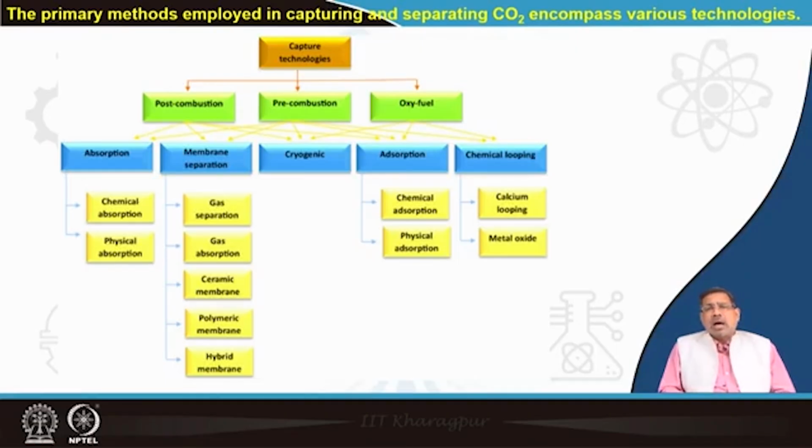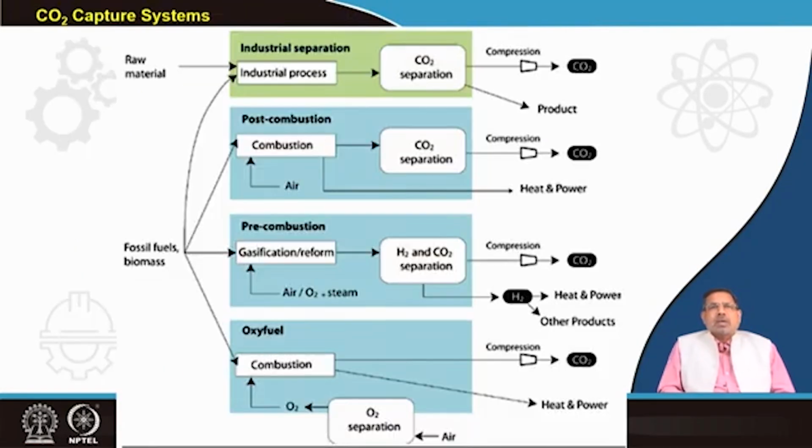Then coming to the adsorption. Adsorption is the absorption at the surface, all of us know. So it uses two methods, both chemical and physical. Whereas coming to the chemical looping, it also talks about calcium looping and metal oxide. So moving on to the capture system, as mentioned before, you see at the industrial separation level, industry processes, you separate the carbon dioxide, as the graphic mentions.